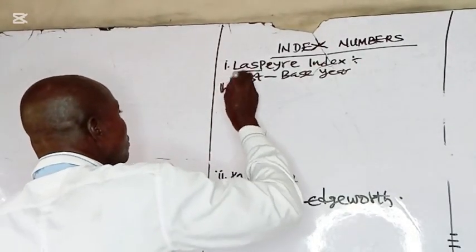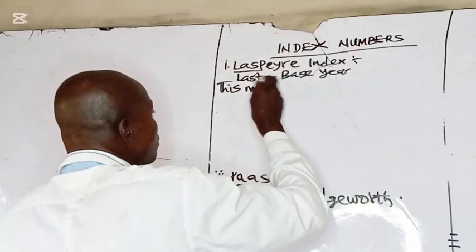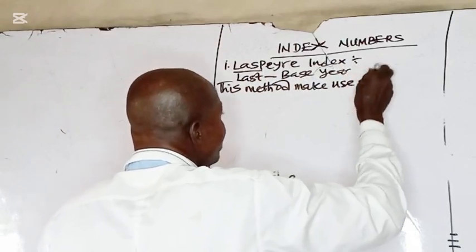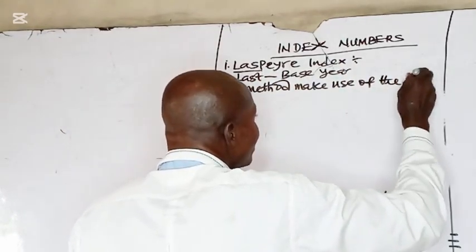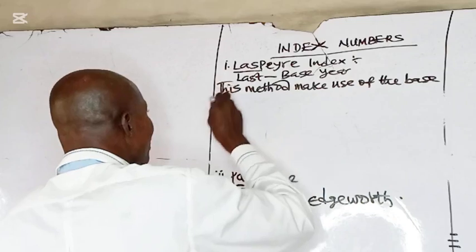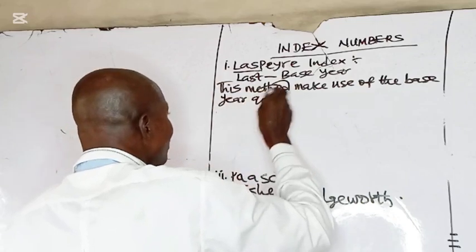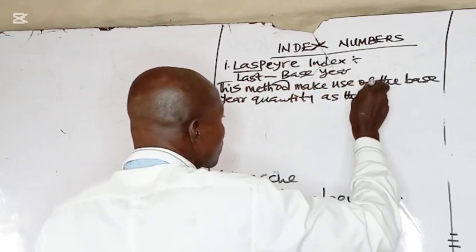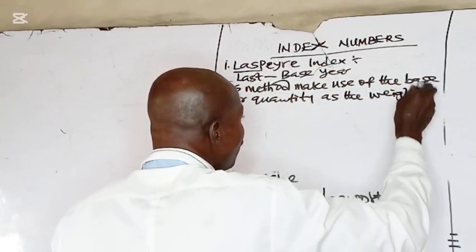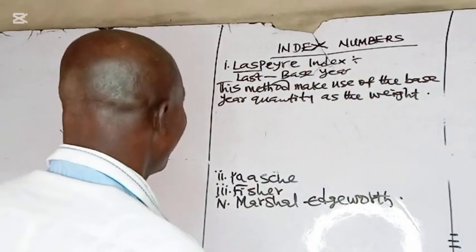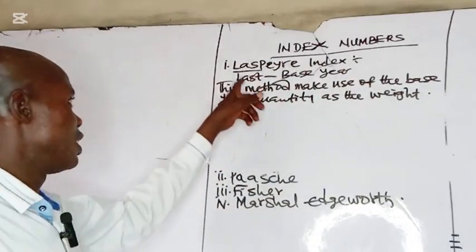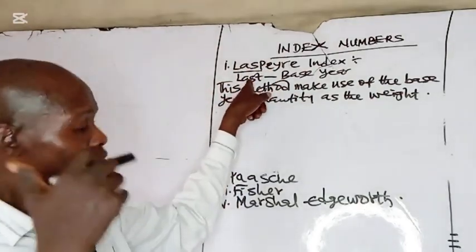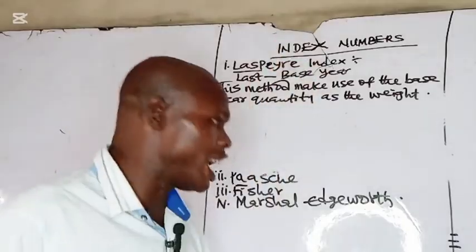This method makes use of the base year quantity as the weight. Remember, last, last year, is talking about the base year.